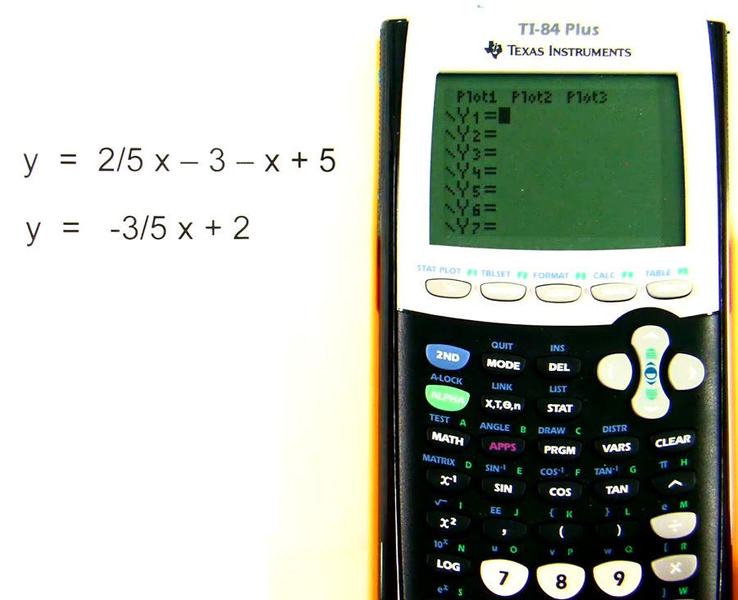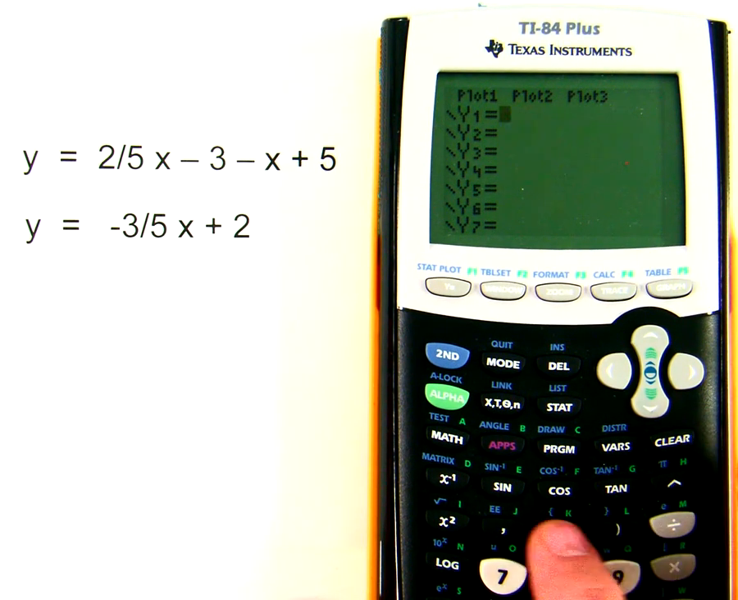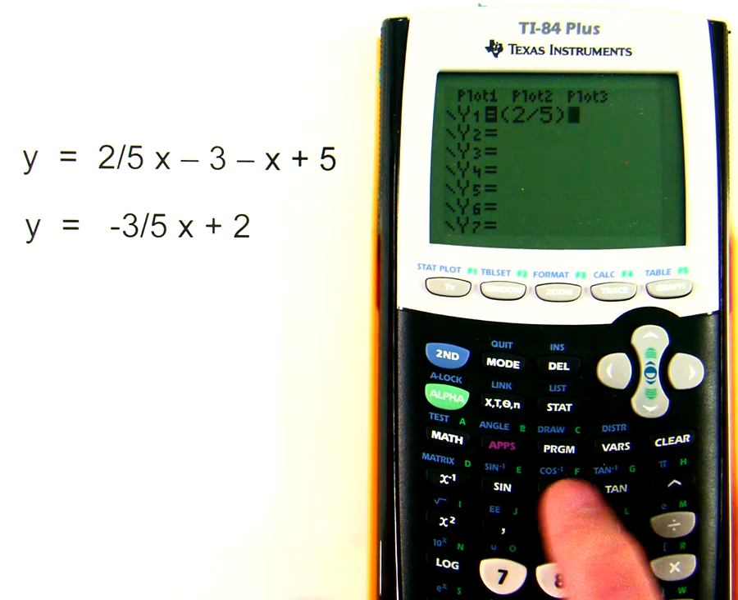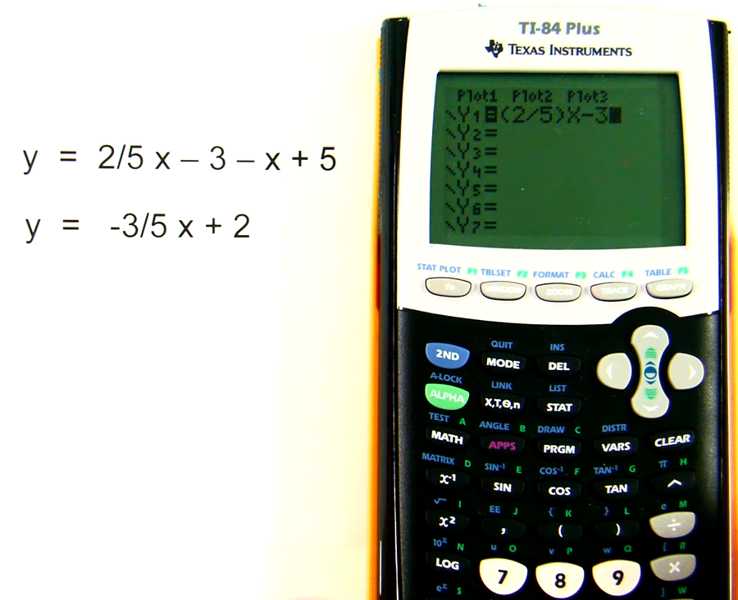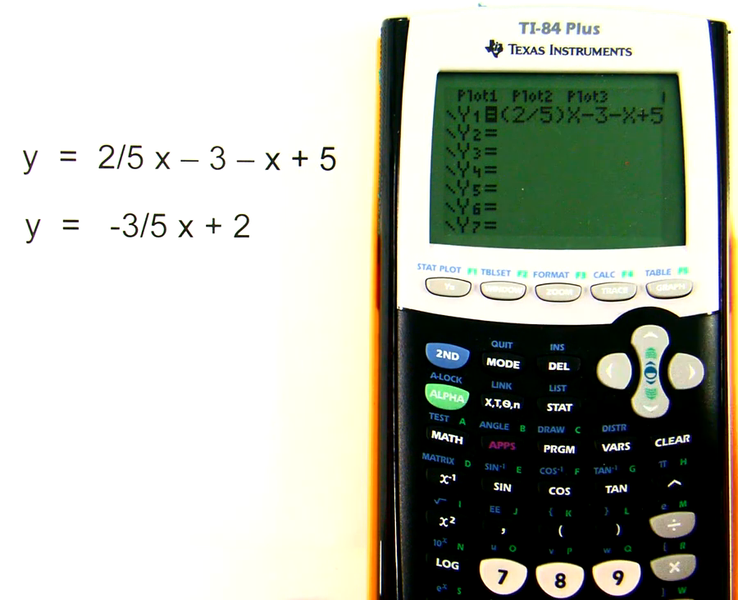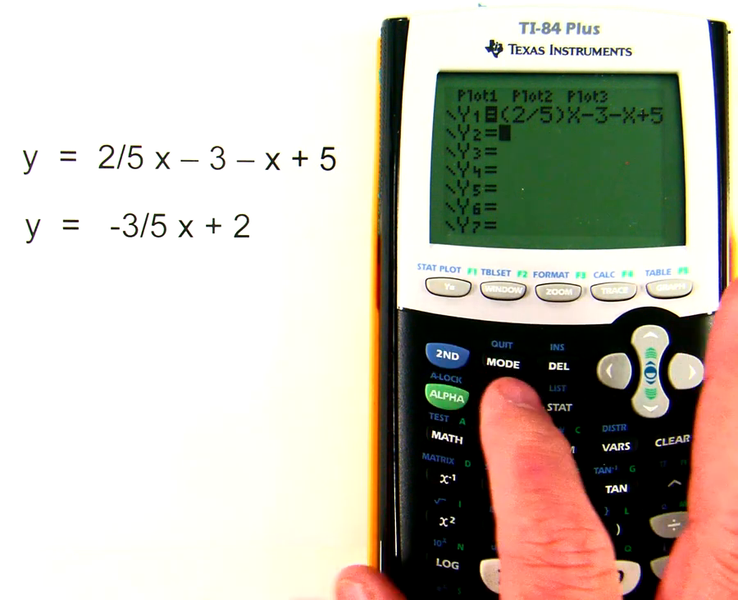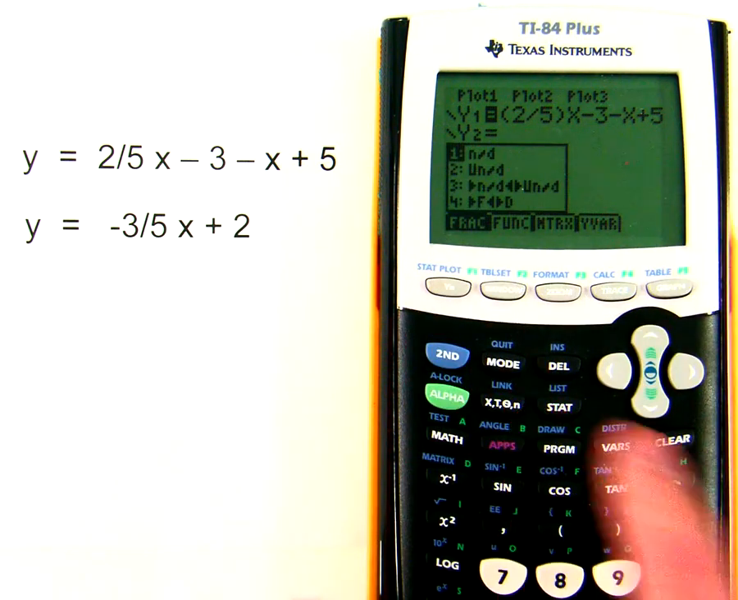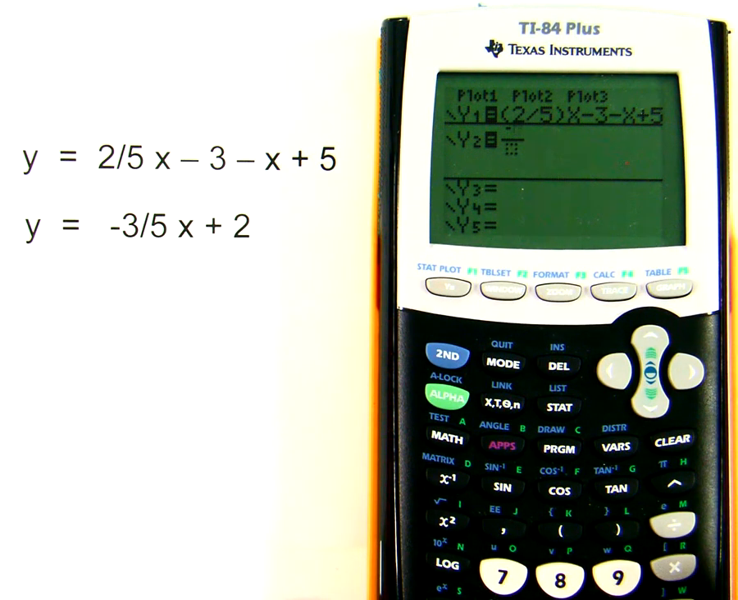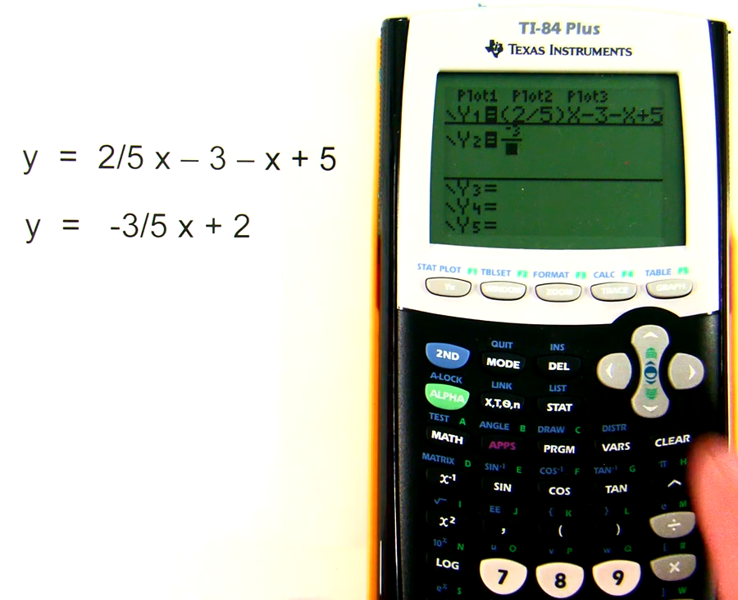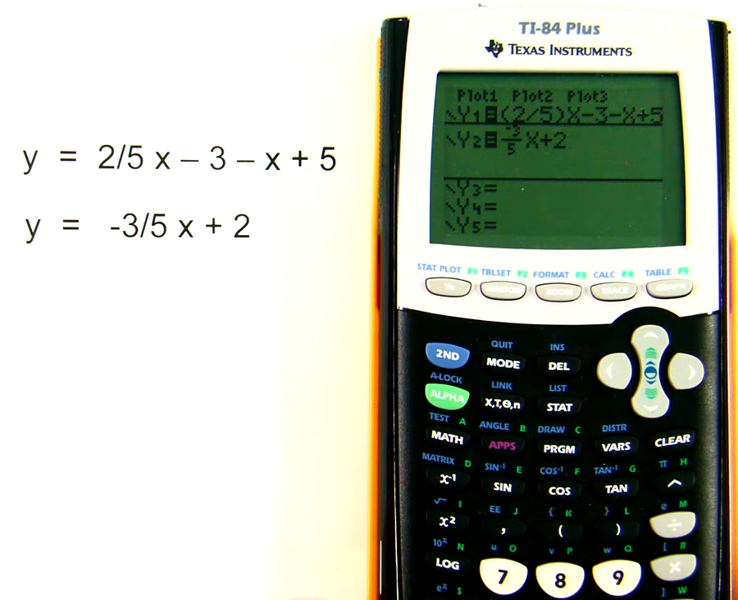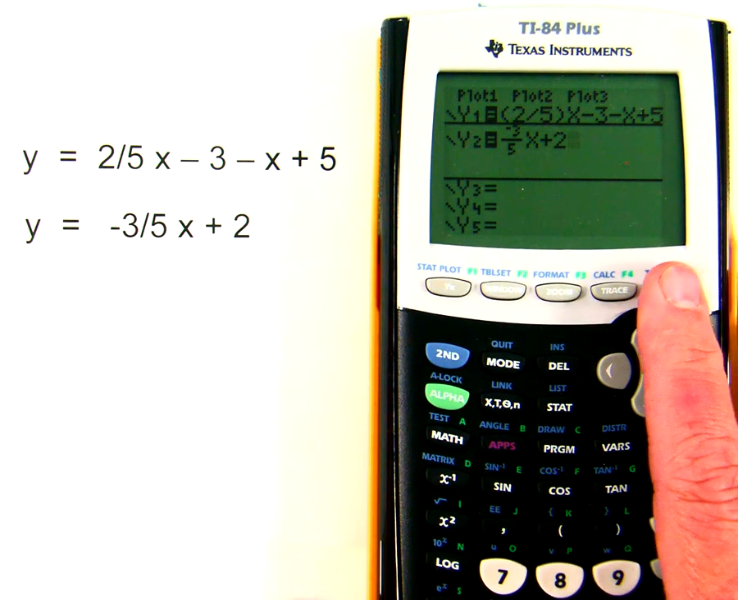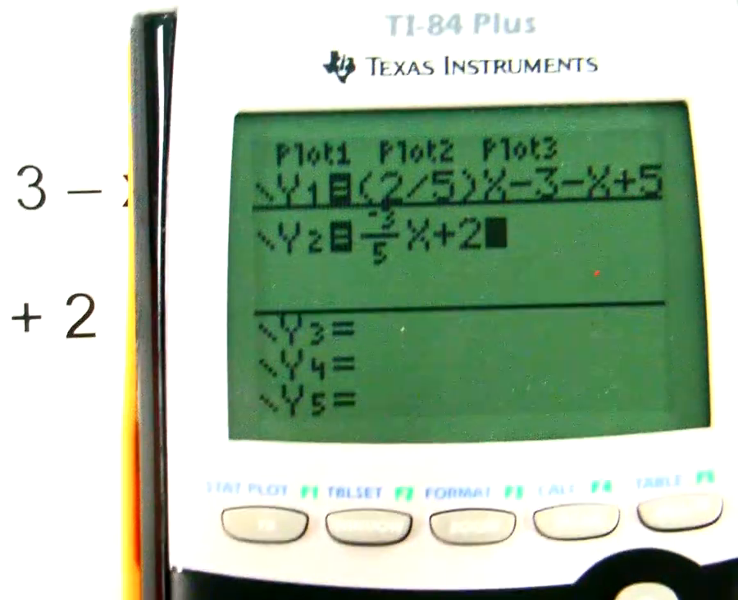And enter them in. Okay, the first one, y sub 1, will be 2/5 x minus 3 minus x plus 5. Notice that when you type too long, it's going to come back over there. Okay, so then we go to the next equation. I will put it in fraction form. It'll be negative 3, and you can put the negative on the numerator or the denominator, divided by 5, 3/5, arrow out of my fraction, x plus 2. Let's graph that. Now, watch it when it graphs.